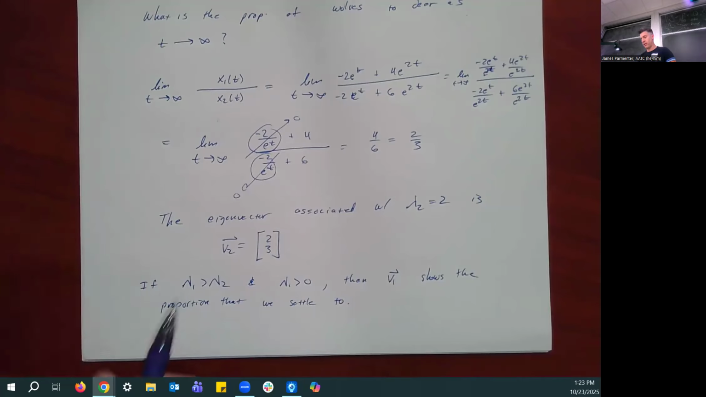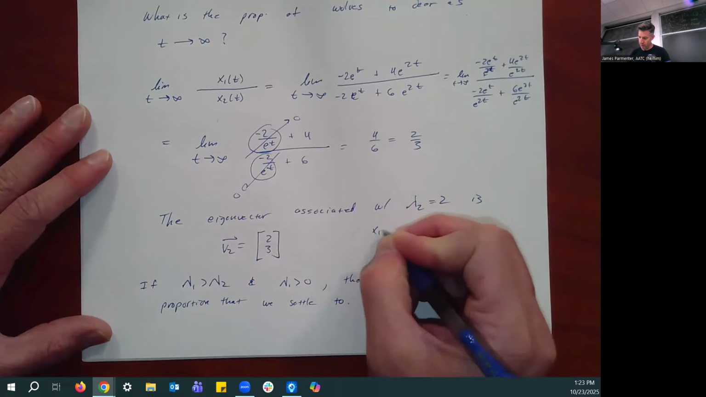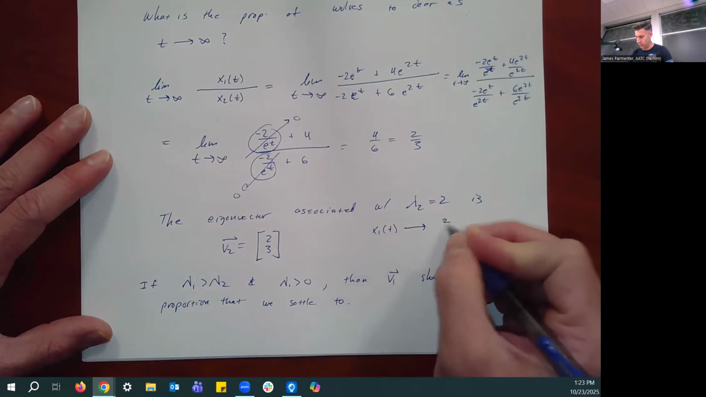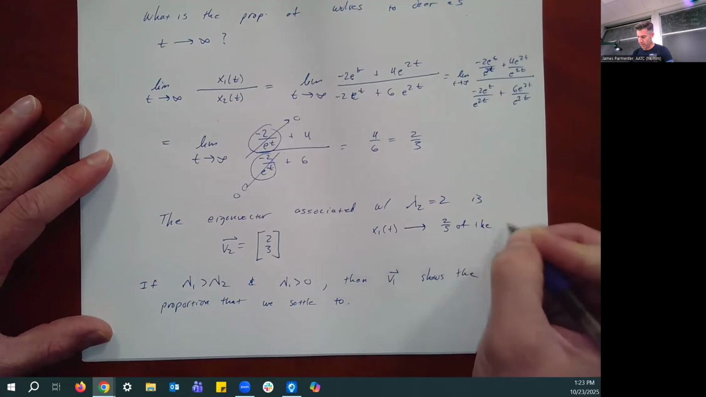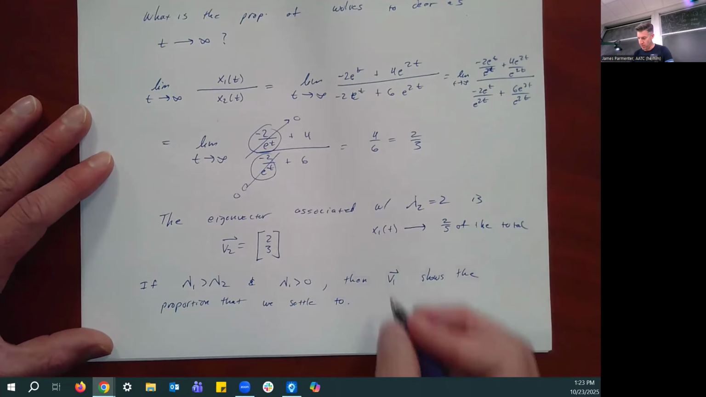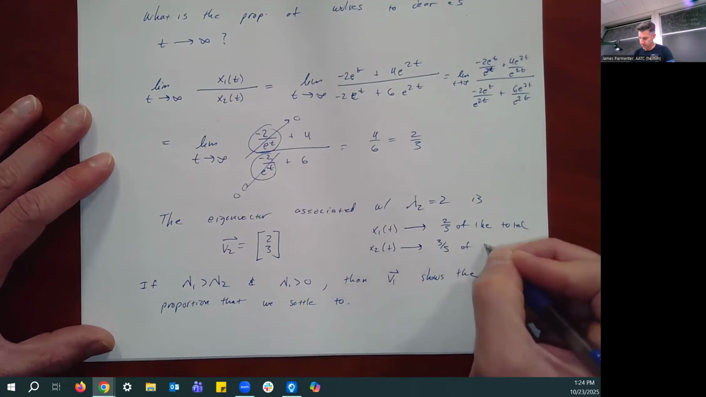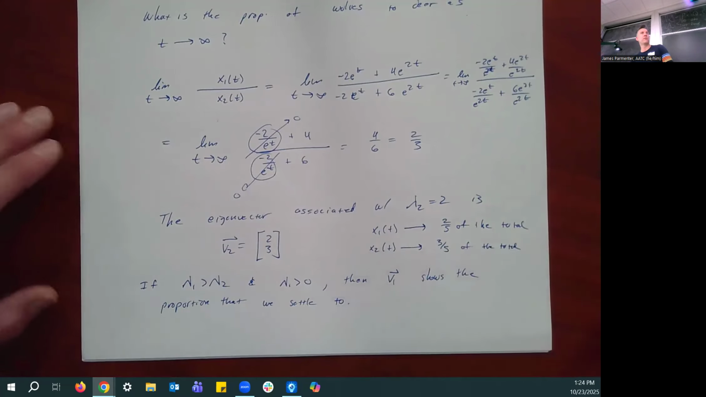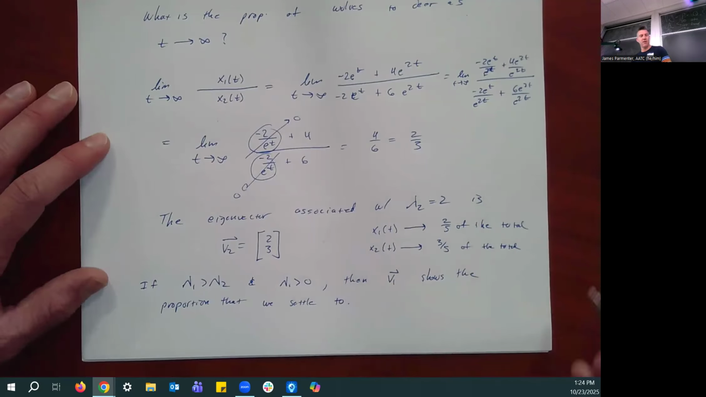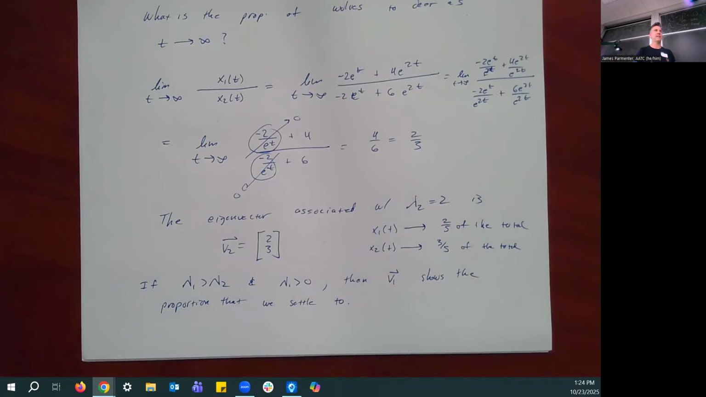One more thing I'll say here is that means overall the fraction of wolves in the population is 2/5, and the fraction of deer in the population is 3/5, or tending towards 3/5. So x1 of t tends towards 2/5 of the total because it's 2 divided by 2 plus 3, and x2 of t tends towards 3/5 of the total of deer and wolves. This doesn't always come up, but I feel like your instructor is someone who would ask this kind of question, so I felt like it was worthwhile. It's worthwhile anyway.